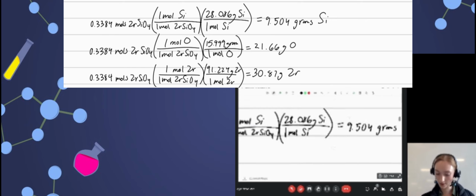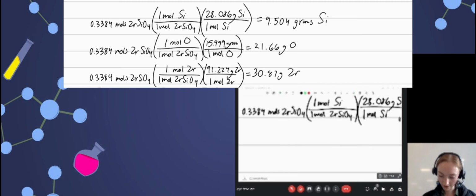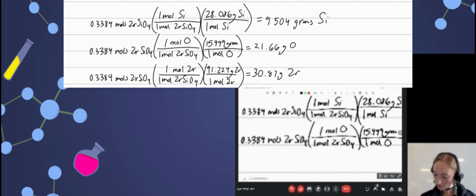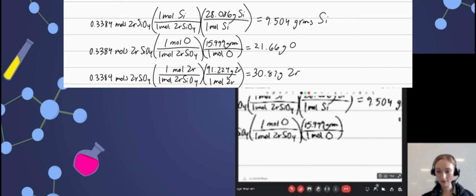So we'll do that right now as well. So we have the same amount of stuff of the compound. But instead we're going to go for oxygen this time. And 1 mole of oxygen, we have 15.99 grams. And that's what we worked out before. And so multiplying that out, that'll give us 21.66 grams of oxygen.